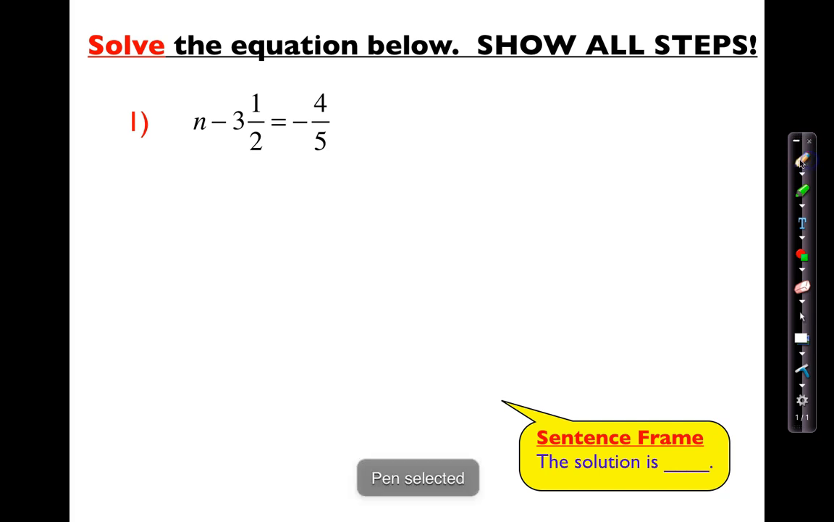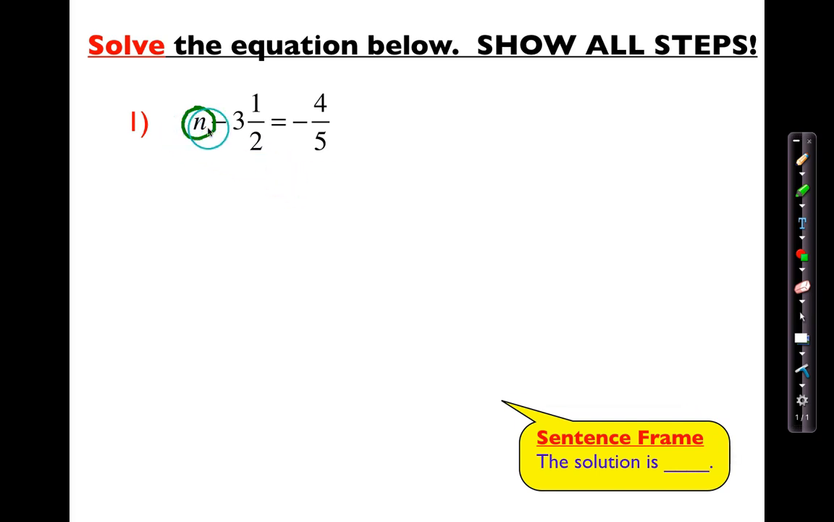So now the first thing that I highly suggest most of you do is to identify our variable. Here we have n. Right now we currently have n minus 3.5 equals negative 4/5. I want it to just be n equals. So what I need to get rid of is this minus 3.5. So what could I do? Well, in this case, I want to create a 0. So I am going to have to use the additive inverse.